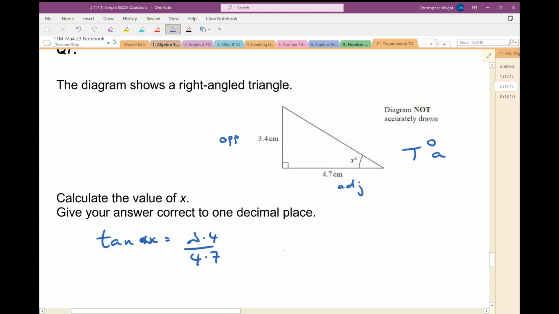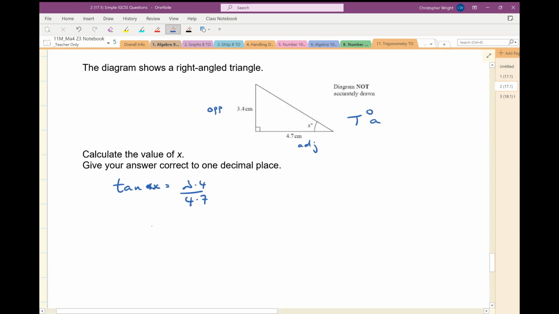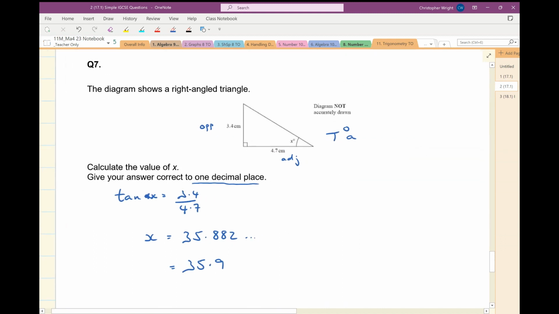Okay, so that means on my calculator, I'm going to do 3.4 divided by 4.7, and then press inverse tan. And that gives me an answer of 35.882 and so on. And I'm asked to give the answer to one decimal place. So the answer I'm going to give is 35.9. And that is question 7.